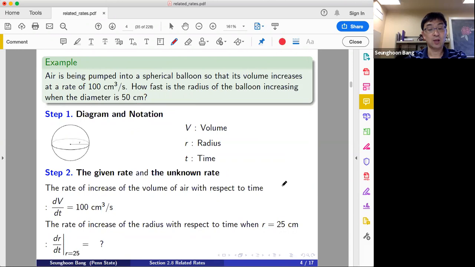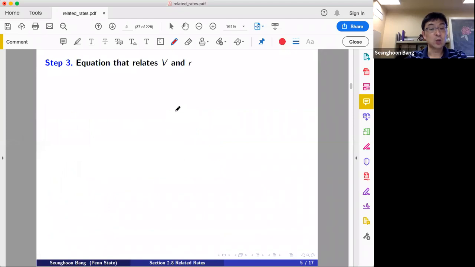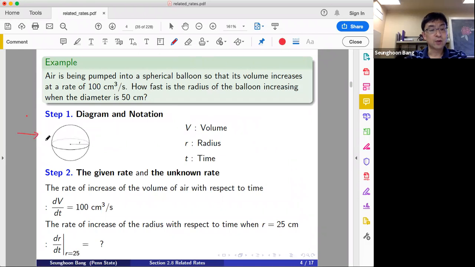This is the unknown rate. The next step is to find an equation that relates volume and r. Do you know an equation that relates volume and r? How can you find the volume of a sphere? Do you know the formula for the volume of a sphere? If you know it, could you write the answer?